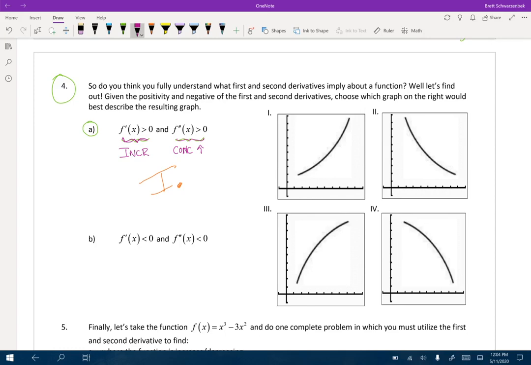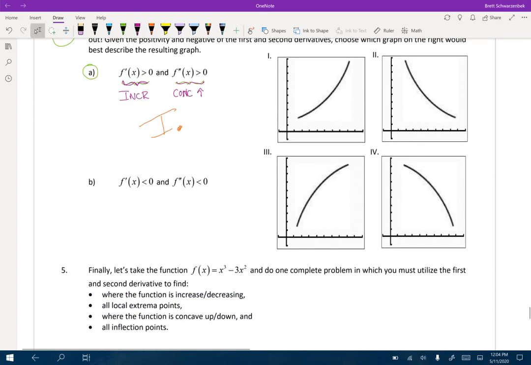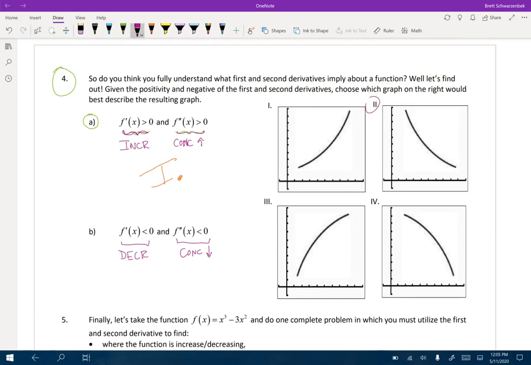So let's try B. Most students get B right away because they now understand the concept. If the first derivative is negative, that means we have a decreasing function. If the second derivative is negative, that means we have a concave down function on whatever interval. So of the two that are decreasing, which are 2 and 4, which one has a curvature facing down? Well, clearly that is Roman numeral 4 right here.